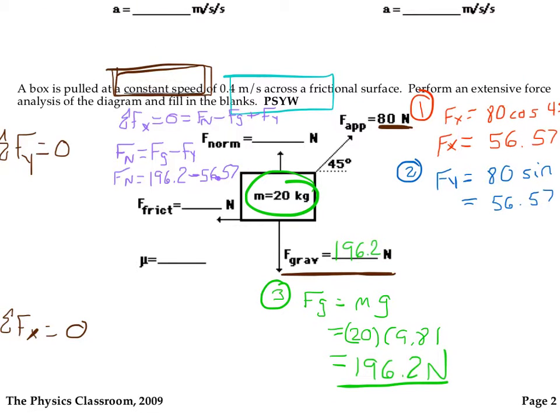To find the normal force, we have to remember that the net force in the y direction has to equal 0, so that means the normal force minus the force of gravity, because it's pointing down, plus the applied force in the y direction, which is pointing up, should equal 0. So that means the normal force should equal the force of gravity minus the force in the y direction. So when we actually plug it in, we get the normal force is equal to 196.2 minus 56.57, which gives us 139.63.